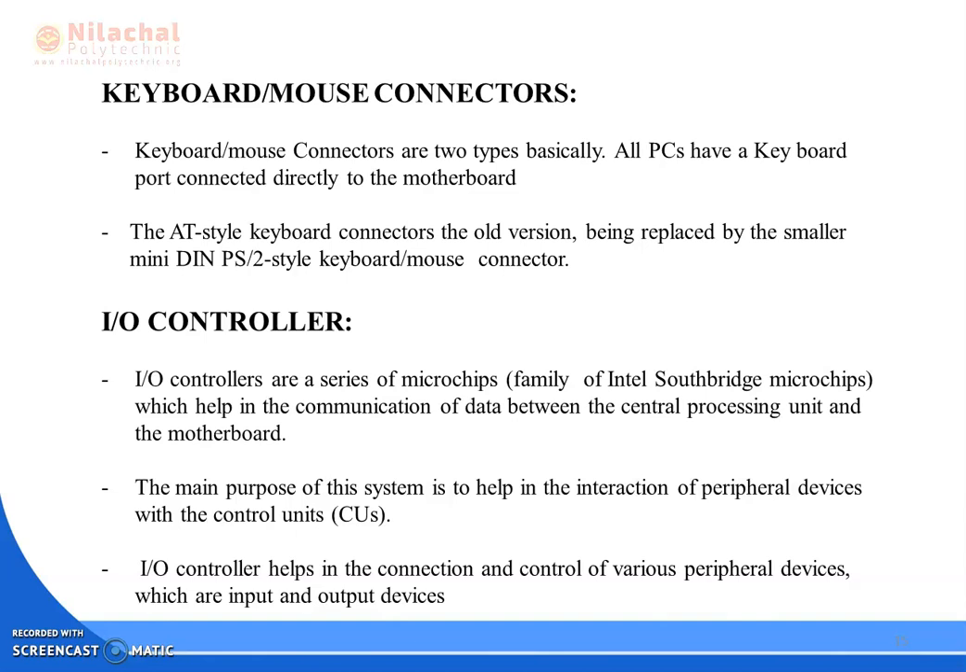Next we will discuss the IO controller. IO controllers are a series of microchips, a family of Intel Southbridge microchips, which help in the communication of data between the CPU and the motherboard. The main purpose of this system is to help in the interaction of all the internal and external peripheral devices with the control units. The IO controller helps in the connection and control of various peripheral devices, which are both input and output devices. So we can summarize that it communicates between the CPU and the motherboard and all the input and output peripheral devices.